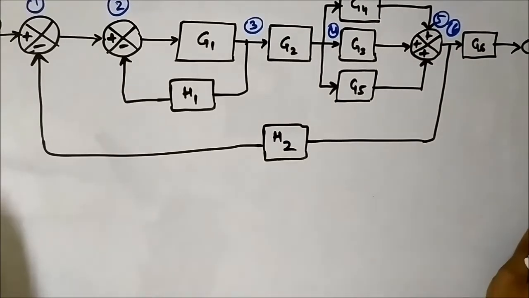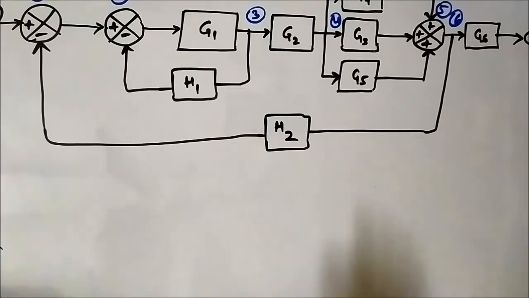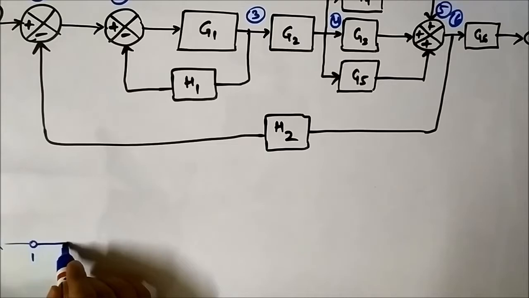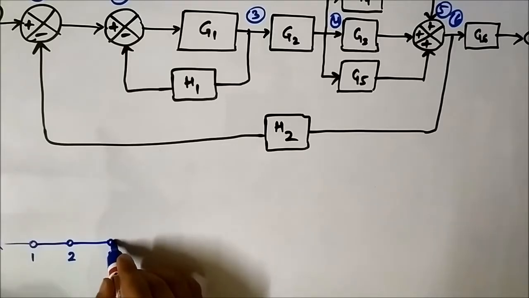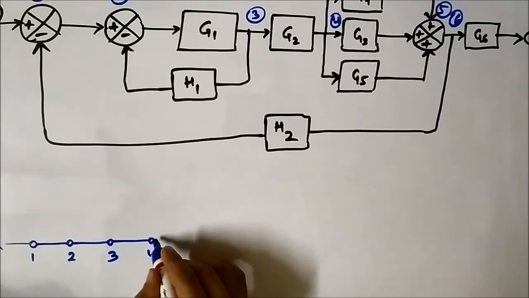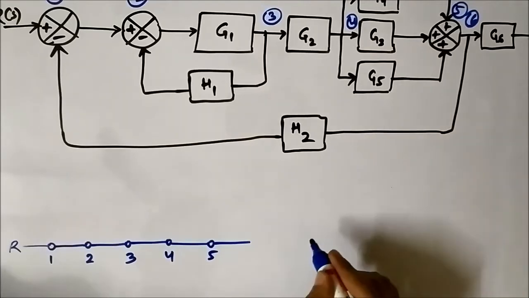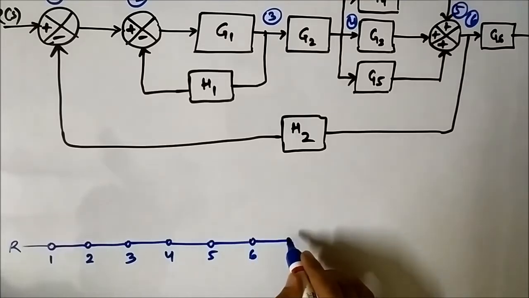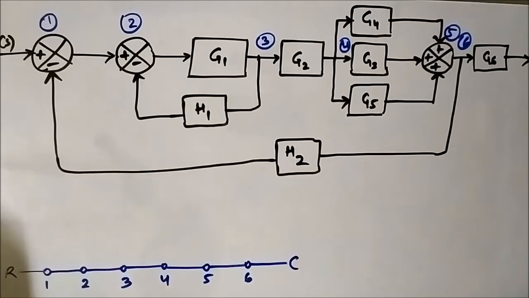So let us draw the signal flow graph. We have R, then we have node 1, then node 2, then node 3, then node 4, then node 5, then node 6, and then we have C, the output node C.